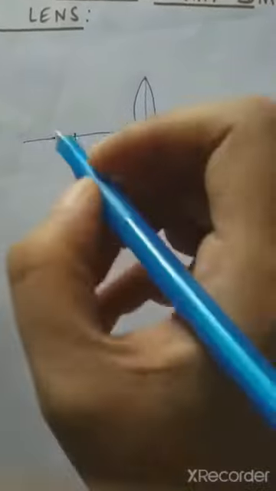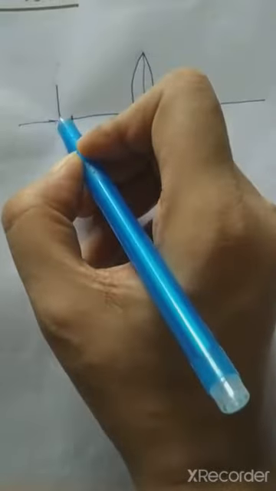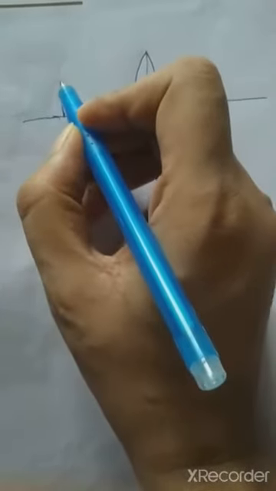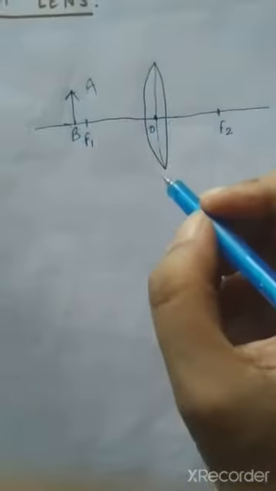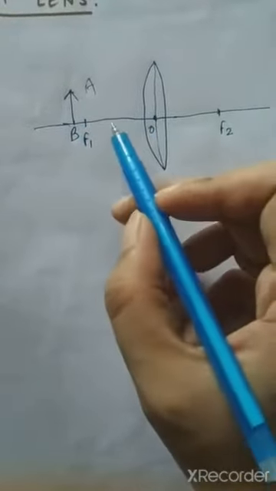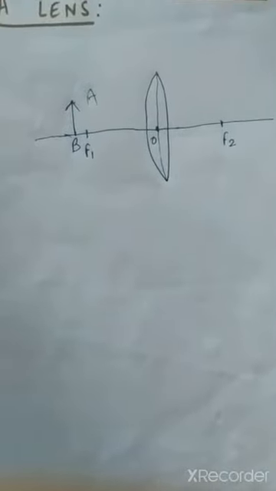Now the third step is to take the object. You will get the position of the object whenever the question is given. In general, if we take an object here, this will be taken as AB. So AB is an object kept beyond F1.